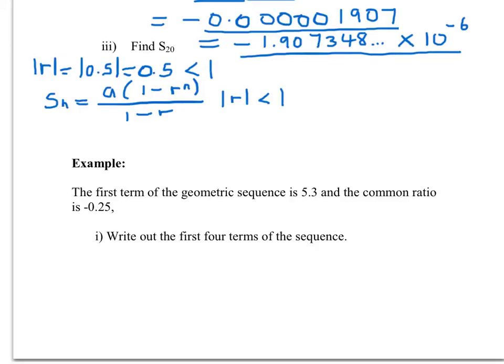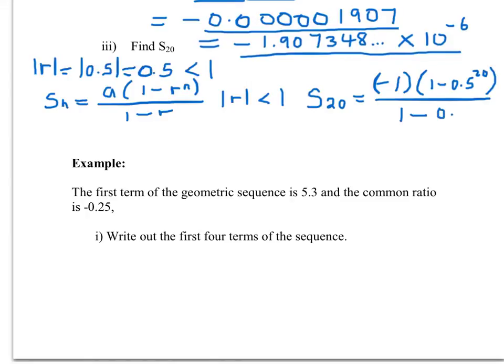So if we put in everything we know, we'll find that S20 is equal to the a value we have for this particular sequence, which is minus 1, multiplied by 1 minus 0.5 to the power of 20, all divided by 1 minus r, and the r value is 0.5. Now if you work that out, remember we have to work out 0.5 to the power of 20 first, then take 1 and subtract that value from it. Now that's going to be a very small number, right? 0.5 to 20 is a very small number, so when we subtract it from 1, it'll have little effect really on 1.